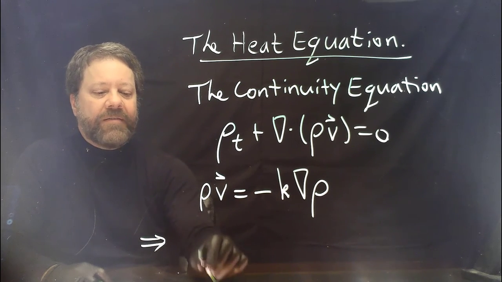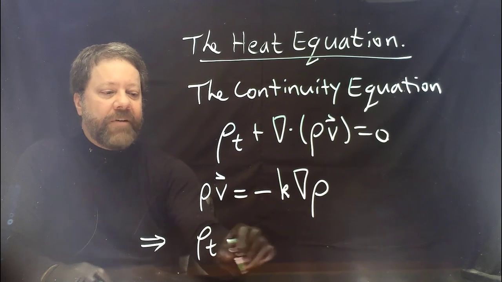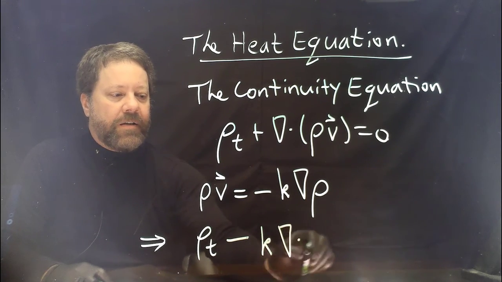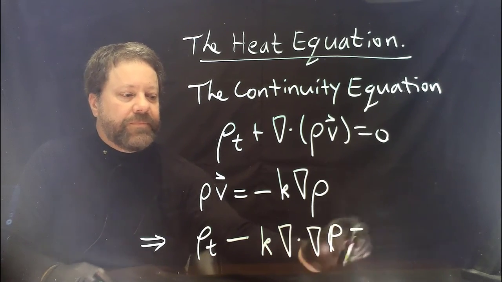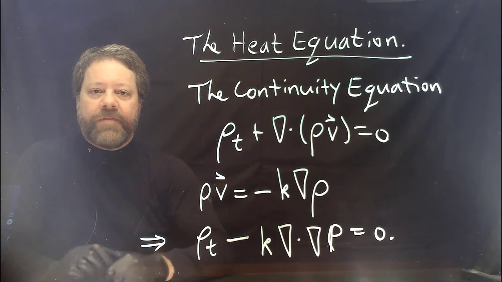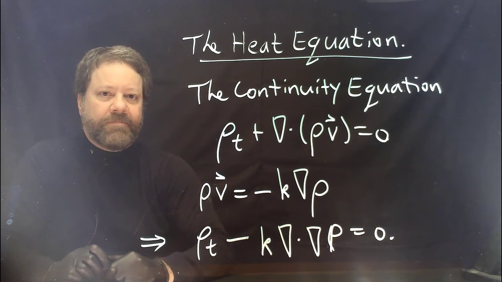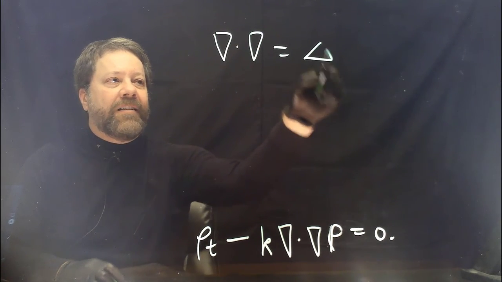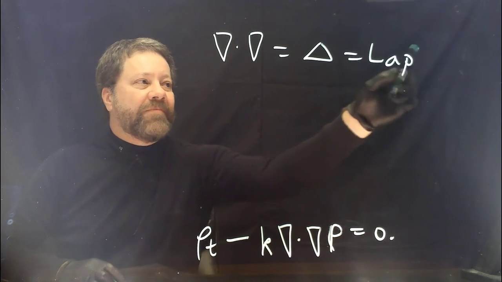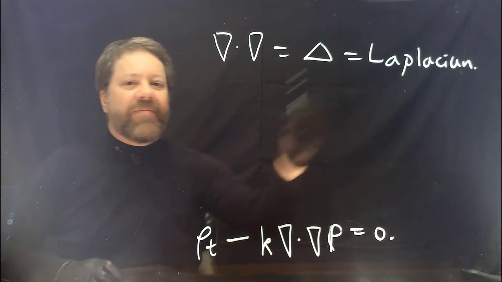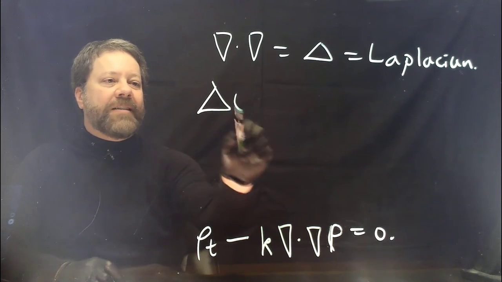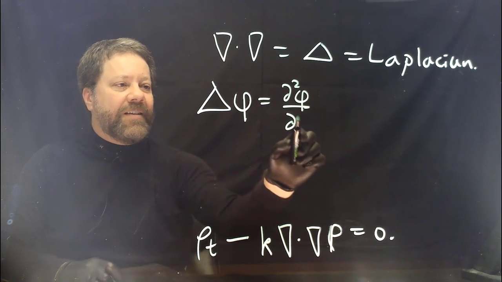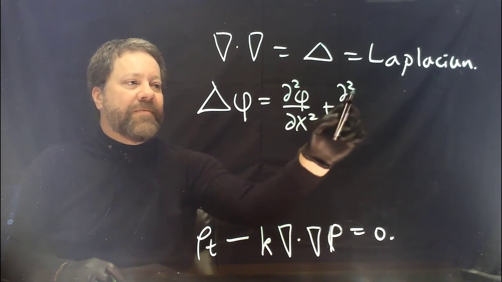Making this assumption, we have minus k divergence of the gradient of rho. And the divergence of the gradient is called the Laplacian. The divergence of the gradient is the Laplacian. As we've seen, the Laplacian of some function in rectangular coordinates is the sum of the second-order derivatives.